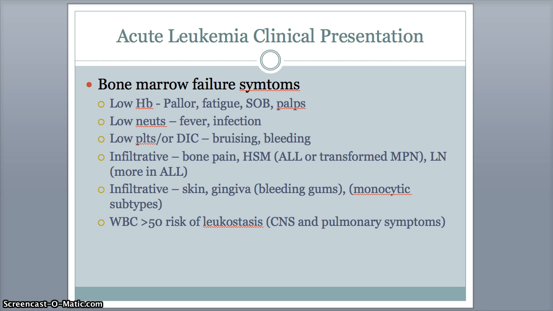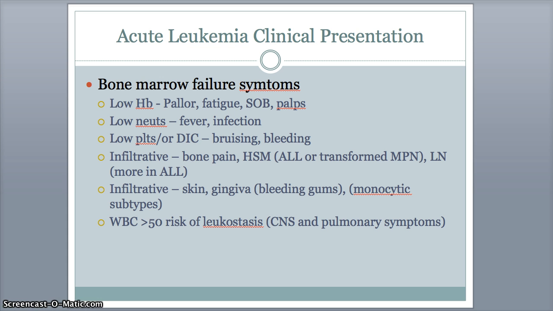And then in terms of infiltrative symptoms in the skin and in the gingiva, this tends to happen in monocytic subtypes. And those are also the patients that are at increased risk of DIC, so keep that in mind. That's a good clue on your physical exam. And then lastly, with a white count greater than 50, patients are at risk for leukostasis.